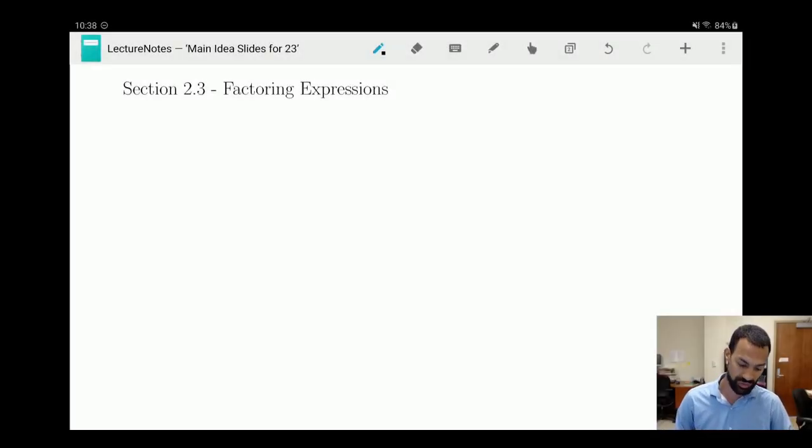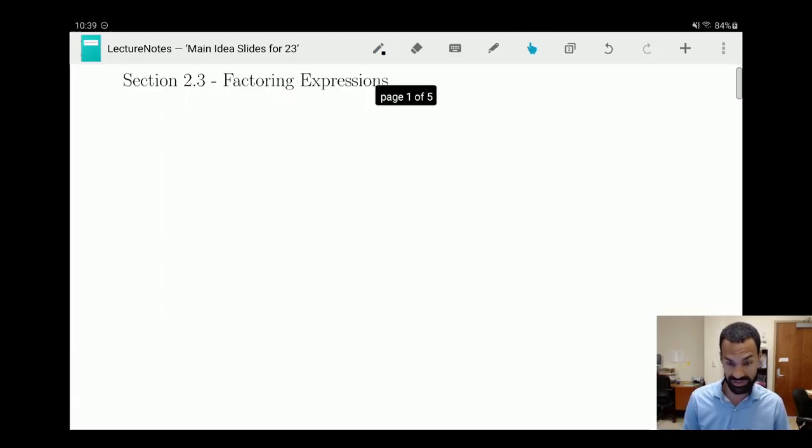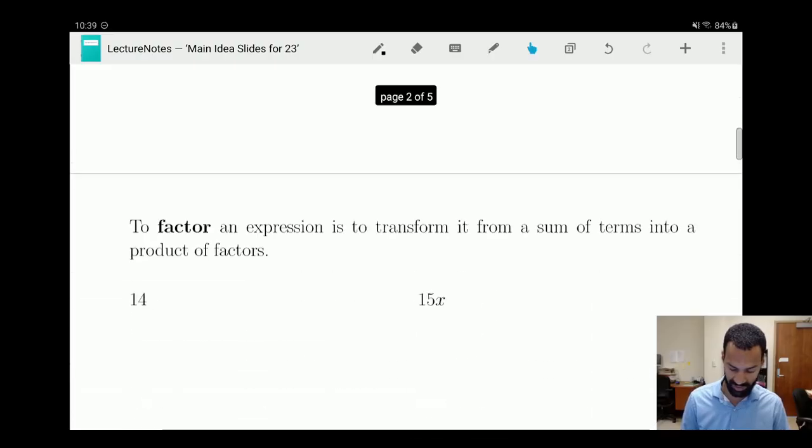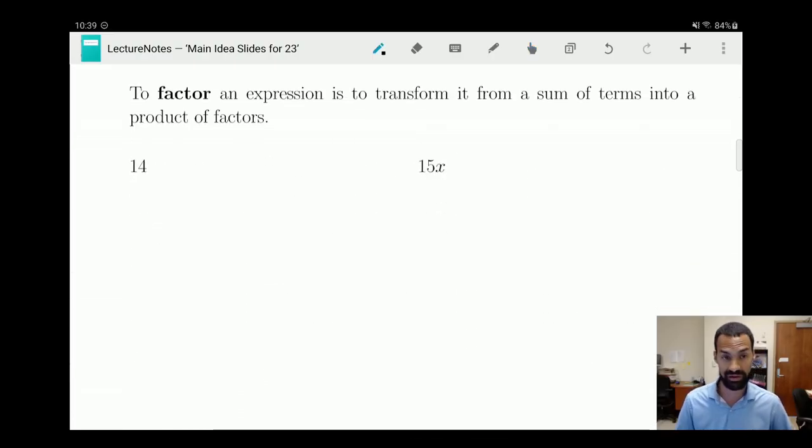Section 2.3, factoring expressions. Okay, so we're moving away from multiplying expressions and expanding them out and talking about factoring them. So what do I mean by factor? To factor an expression is to transform it from a sum of terms into a product of factors. That's a dense definition there, so let's break this apart a little bit.